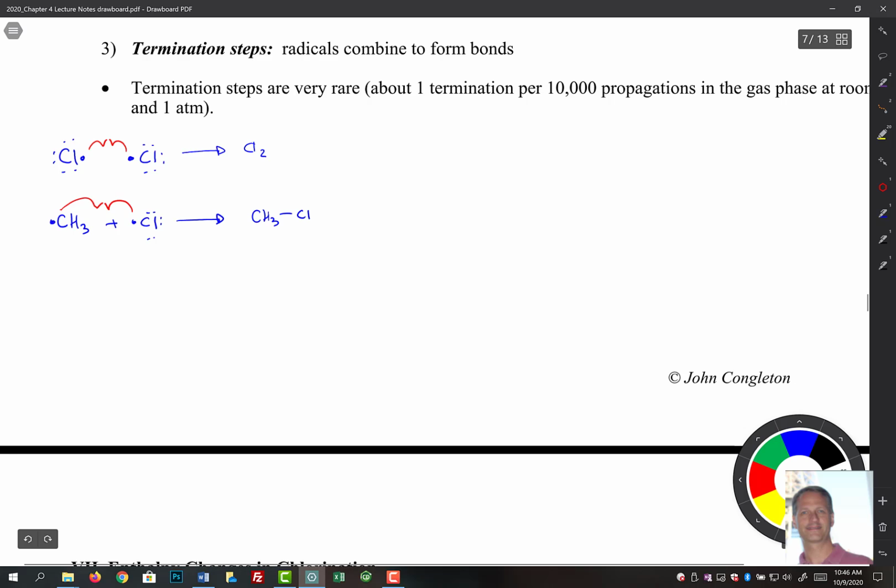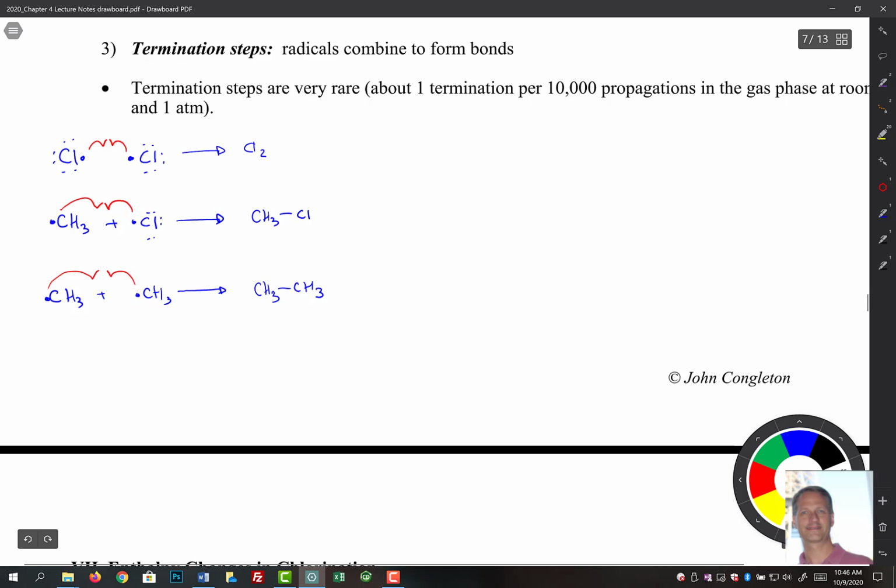Now that's one of your products, but we didn't get it by the correct mechanism. The methyls could also combine. So CH3 could combine with another CH3. Right, so arrows, there we have it. And that would give you ethane in this case.